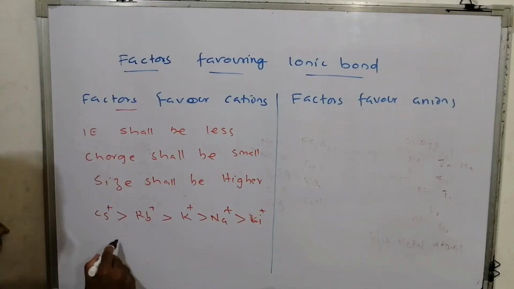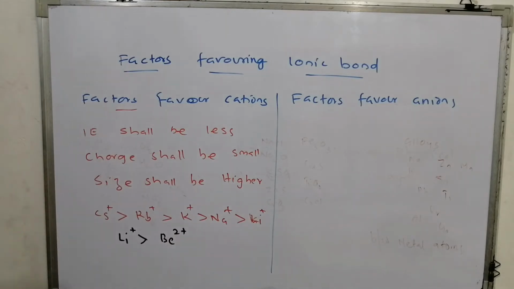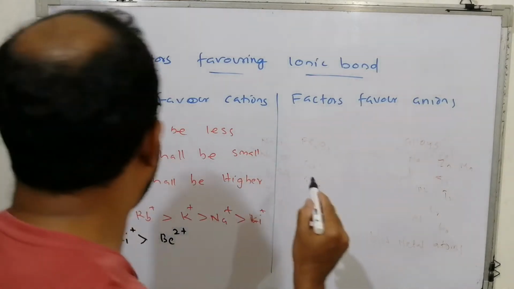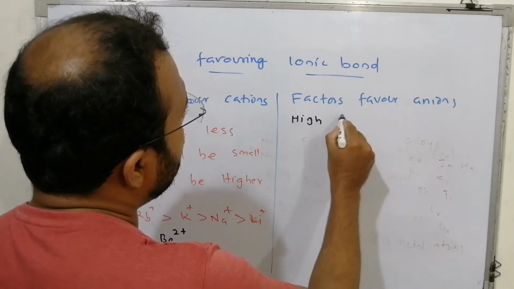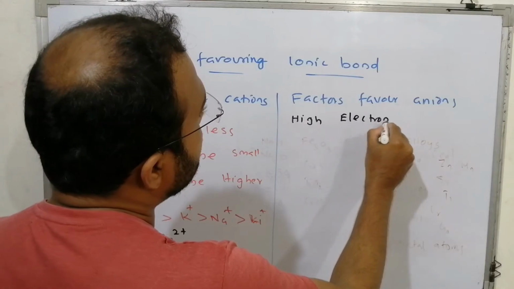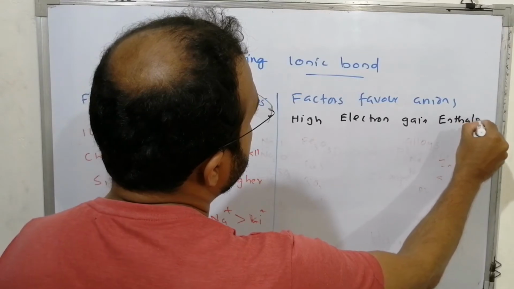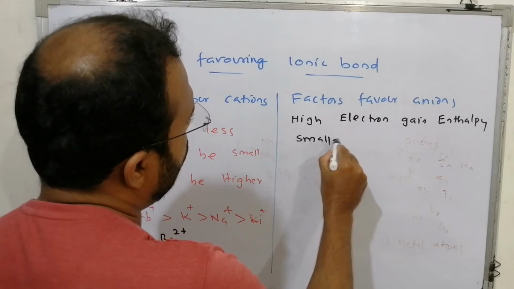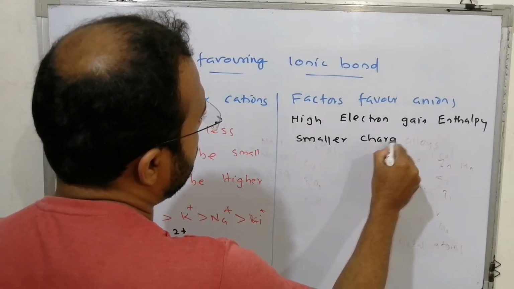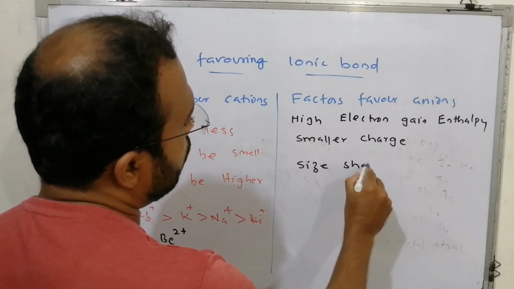Similarly, lithium plus has good ionic character than beryllium 2 plus. In the case of factors affecting anion, it should have a high electron gain enthalpy. High electron gain enthalpy. It should have smaller charge. Its size should be smaller. Size shall be smaller.